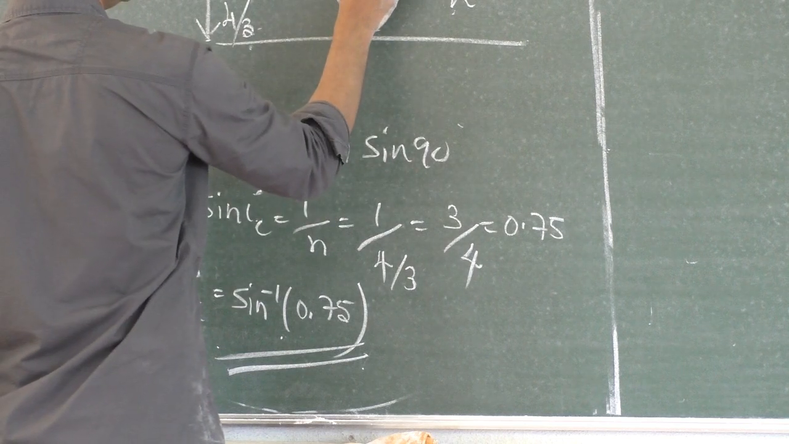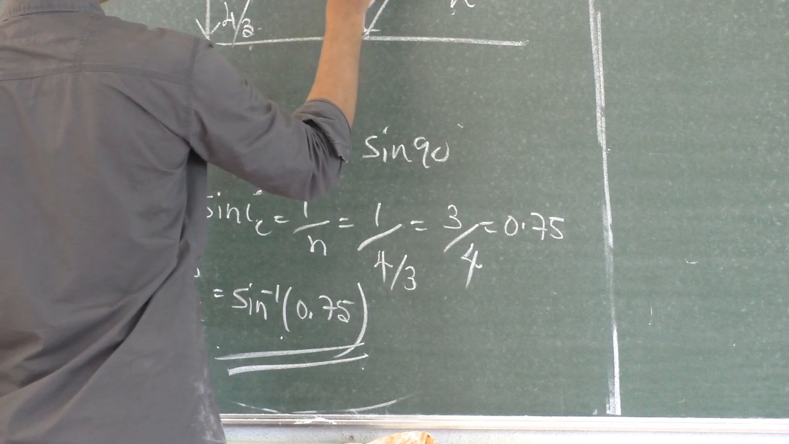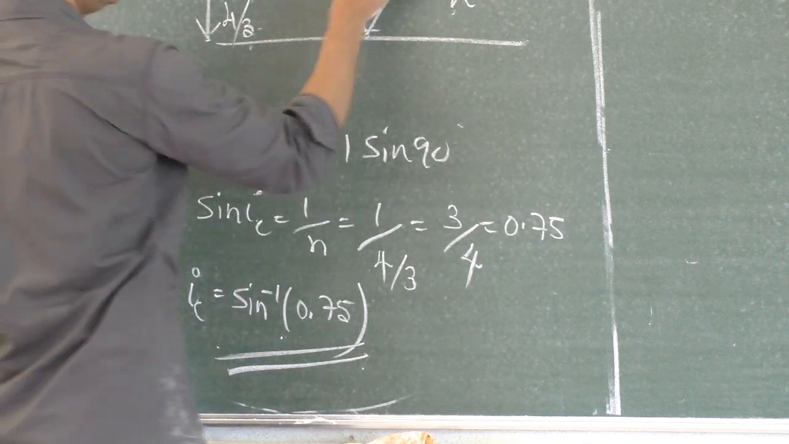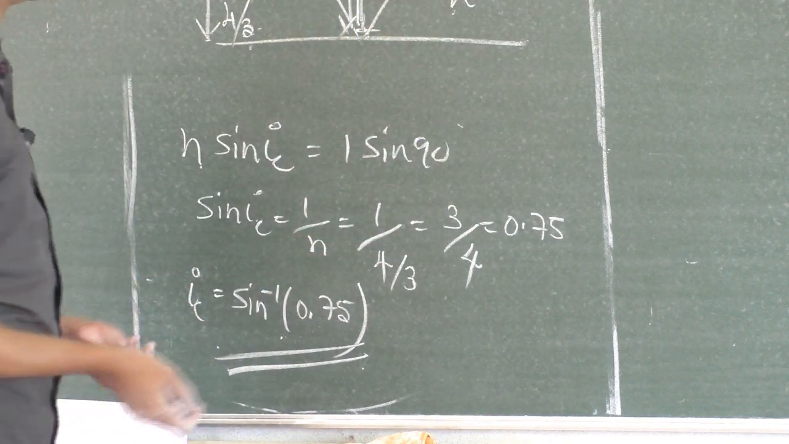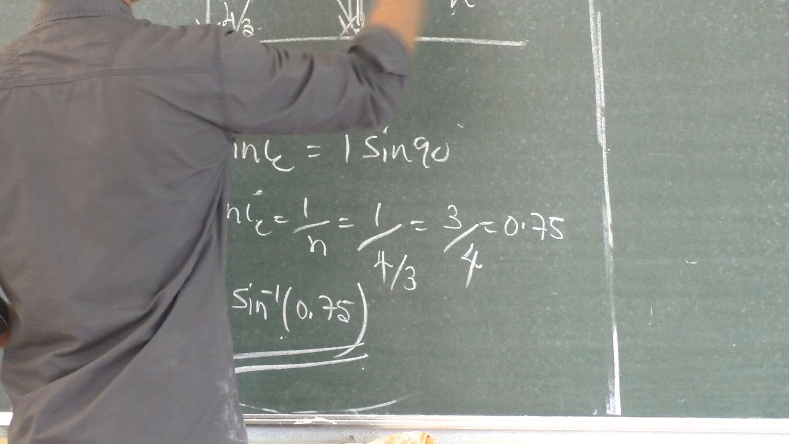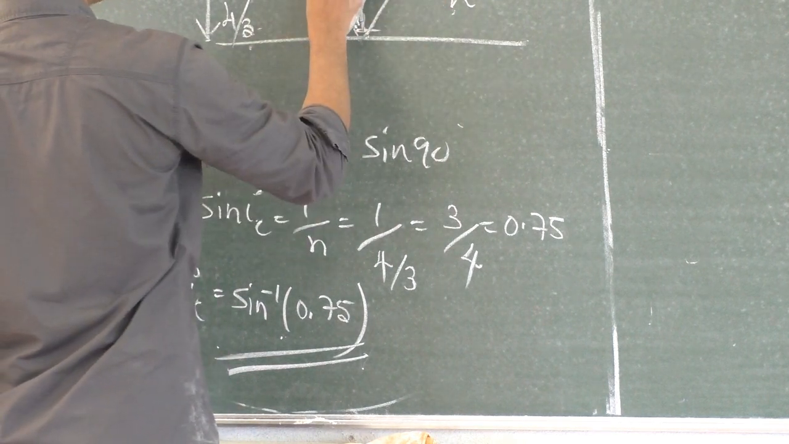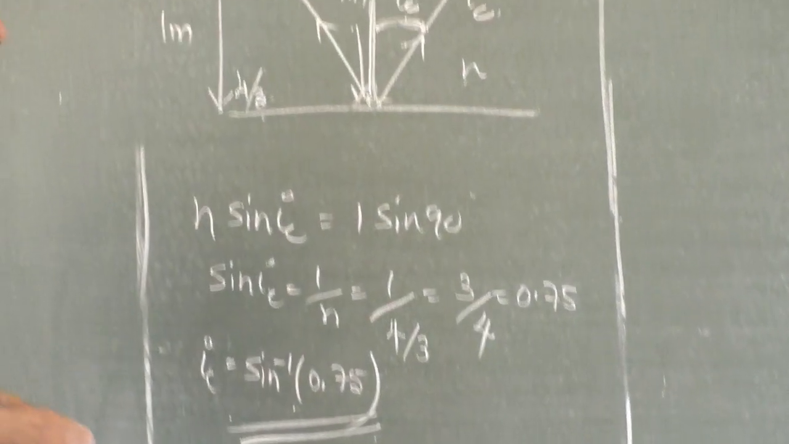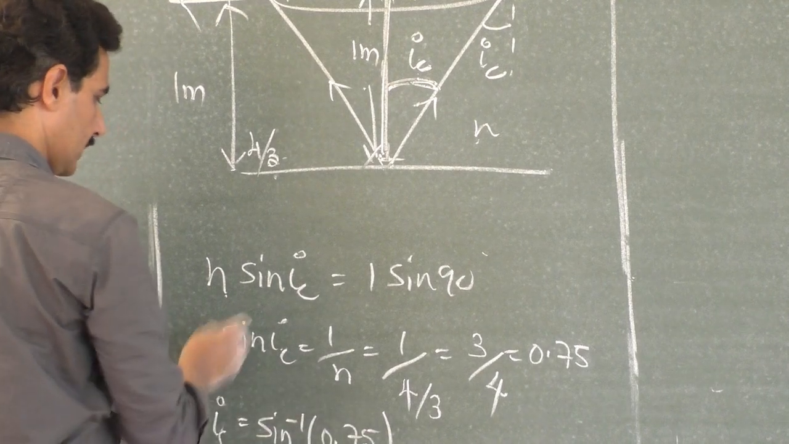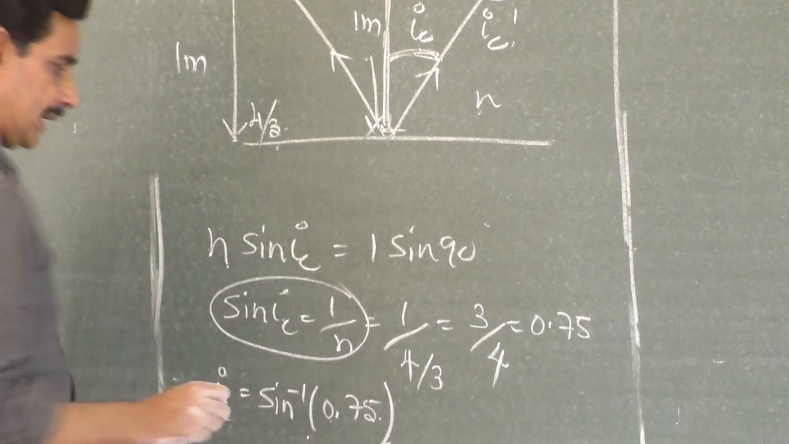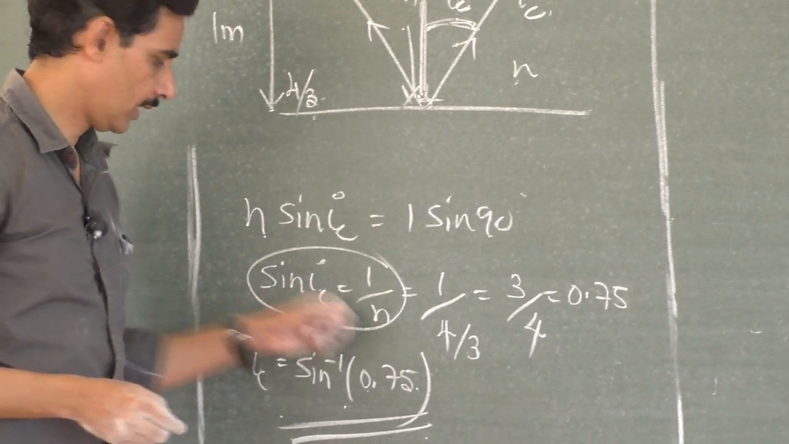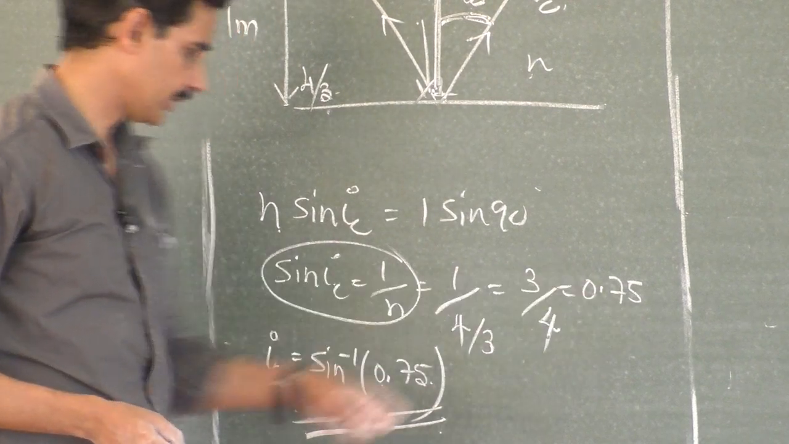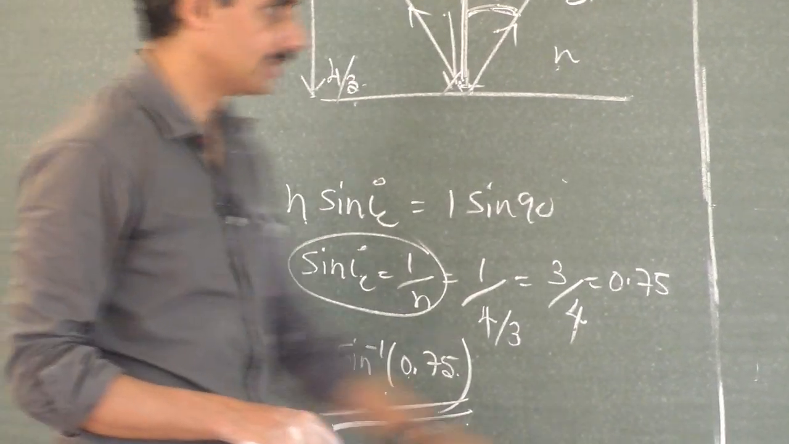Once I get this IC, I can do it very easily because in the triangle with angle IC, R is the opposite side and we know the adjacent side. So if you know tan IC, you can do that very easily. Tan IC gives you the opposite side by the adjacent side. The adjacent side is known, the opposite side is needed. IC is needed, and IC can be obtained from this. So you will go for sine inverse of 0.75 because n equals 1 by sine IC. We derived this in the previous class. n equals 1 by sine IC, or sine IC equals 1 by n. We have put 1 by n as 3/4, 0.75.